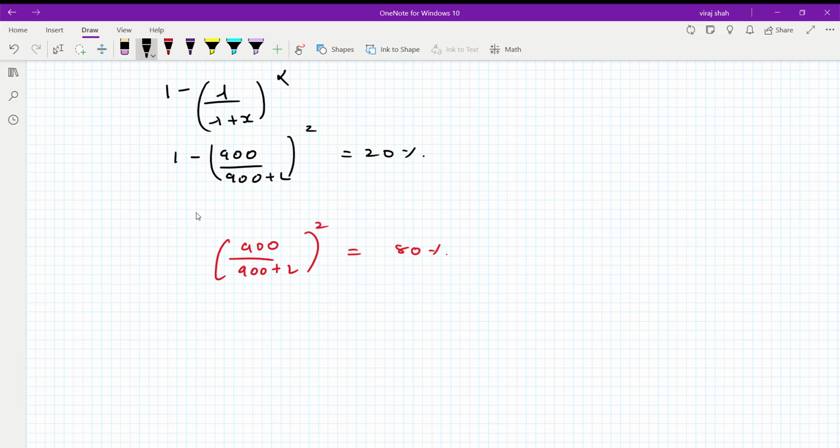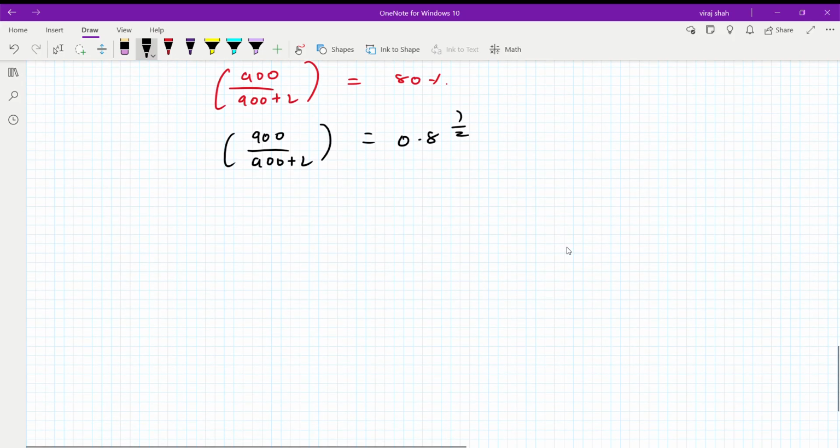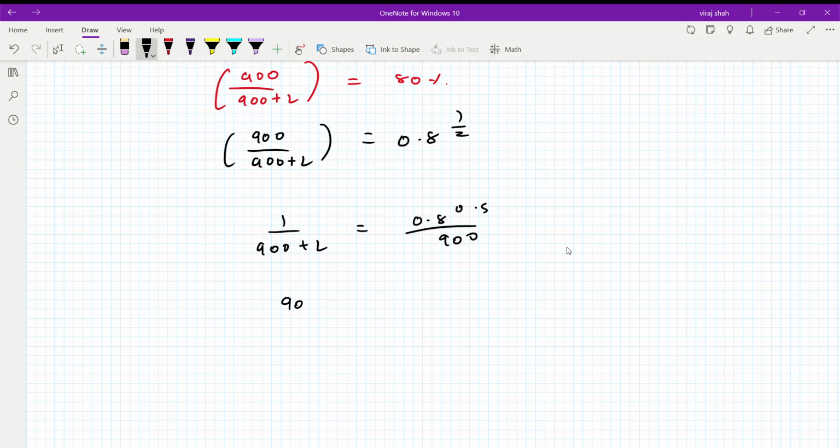Now it would be 900 upon 900 plus L is equal to 0.8 raised to 1 by 2. I took the square to the other side. Then it would be nothing but 1 upon 900 plus L is equal to 0.8 raised to 0.5 upon 900, taking 900 to the other side. Let's take the reciprocal. So 900 plus L turns out to be 900 upon 0.8 raised to 0.5, or L turns out to be 900 upon 0.8 raised to 0.5 minus 900.